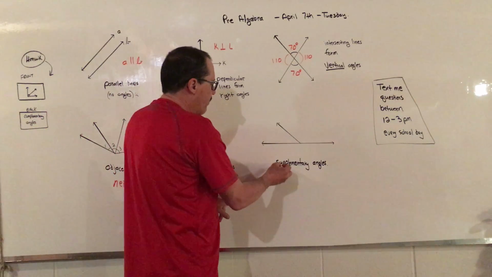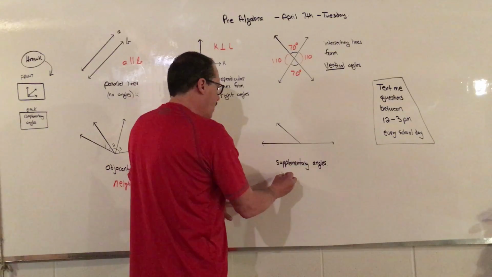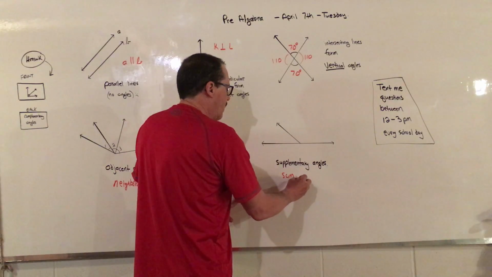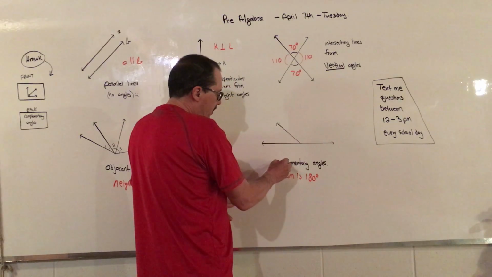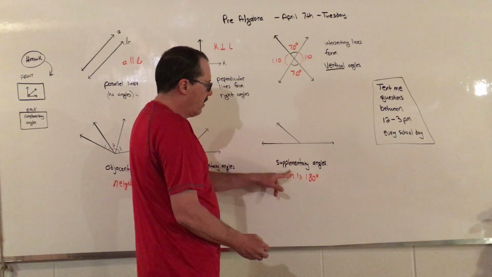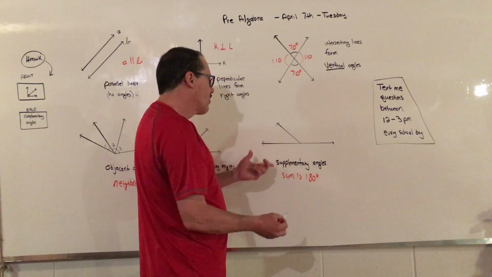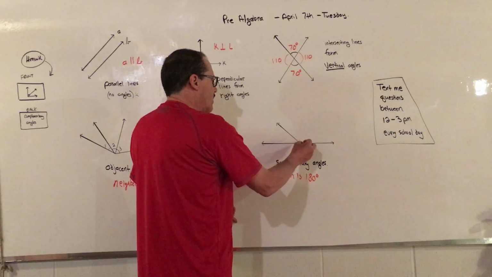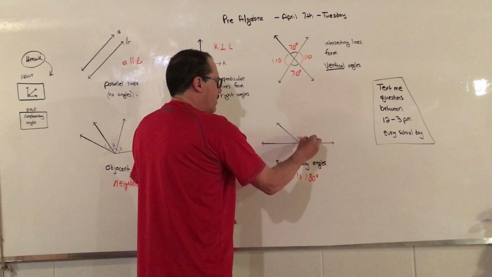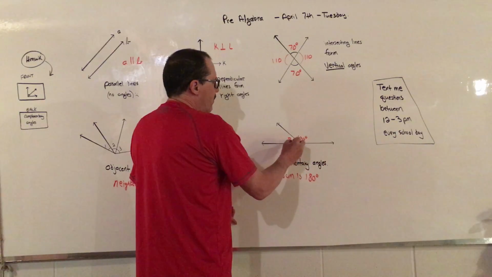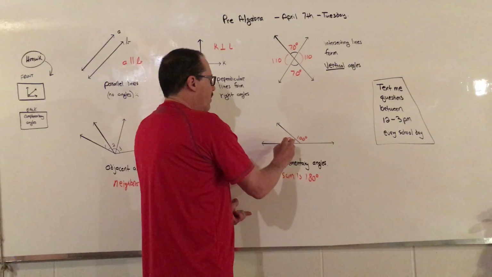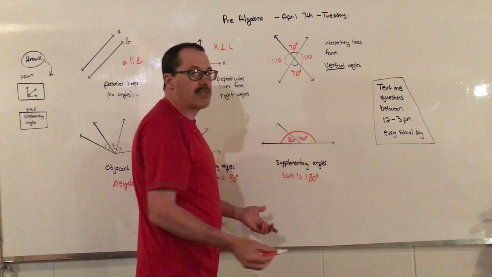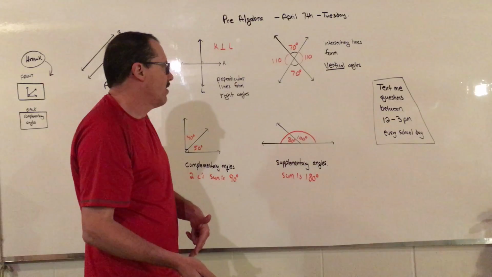Supplementary angles, the way I remember those, is their sum is 180 degrees. And I remember that by putting a little line through the S, and that makes it an 8. And the 8 is in 180. So same idea. If they told you that this angle right here was 100 degrees, then the one next to it would have to be 80 degrees, because 100 plus 80 gives you 180. And if you look at it, it makes half of a circle, and half of a circle is 180 degrees.